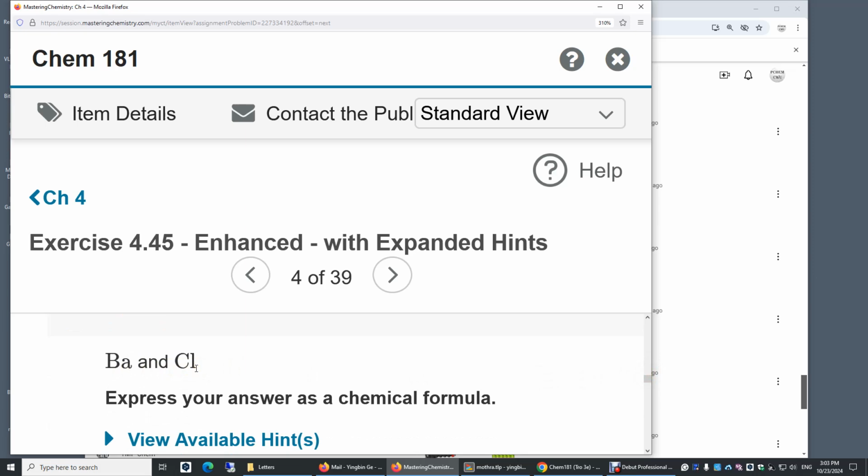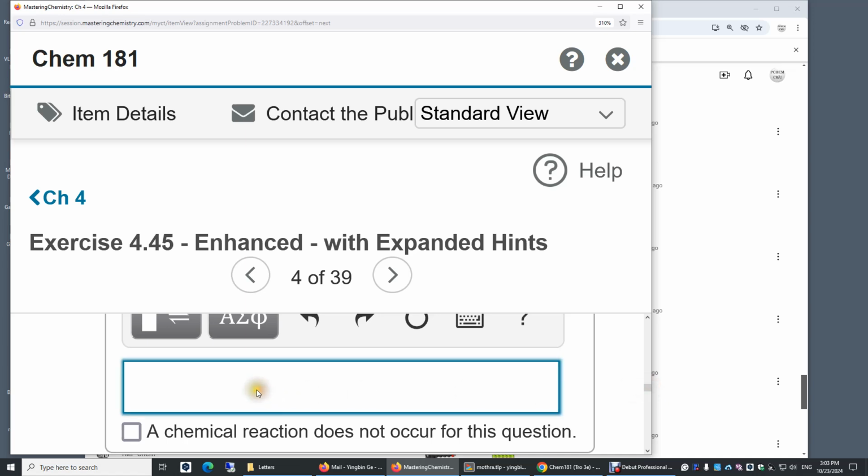Barium and chlorine. Barium is also in the second column. Barium would like to lose 2 electrons to form the electron configuration of xenon. Chlorine is only 1 electron less than argon. So chlorine would like to gain 1 electron. Since barium gives away 2 electrons, chlorine gets only 1 electron. We need 2 chlorine atoms to receive the 2 electrons from barium. The formula should be BaCl2.